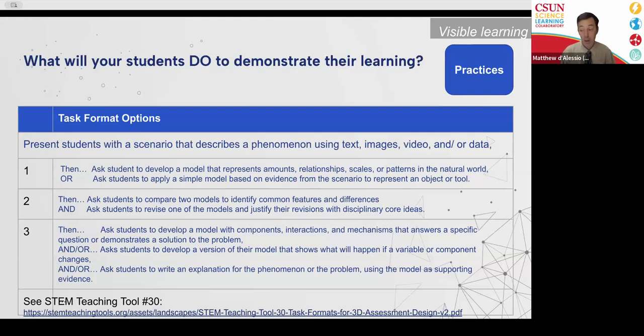And let's talk about the practices. Every assessment is going to have your students doing something. And so there are, in one of the resources, you can see it's at the bottom there, STEM teaching tool number 30.